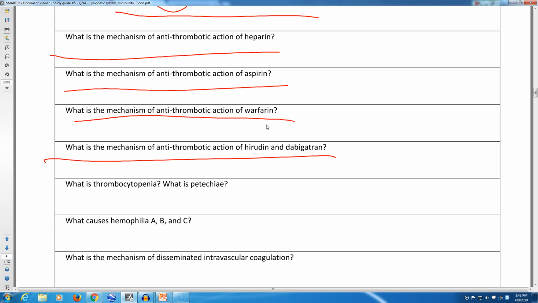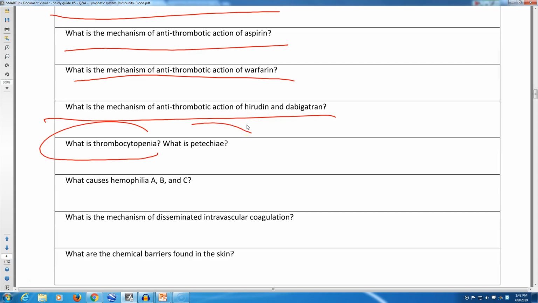Hirudin inhibits thrombin. What doesn't happen if thrombin is inhibited? Does that make sense? What is the outcome of that inhibition? Am I clear? Do you understand what I'm saying? Okay.